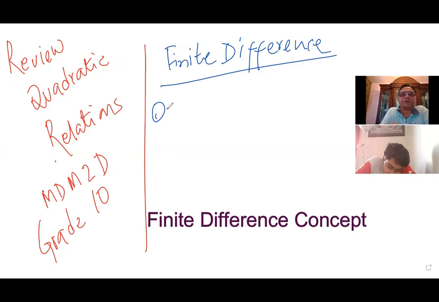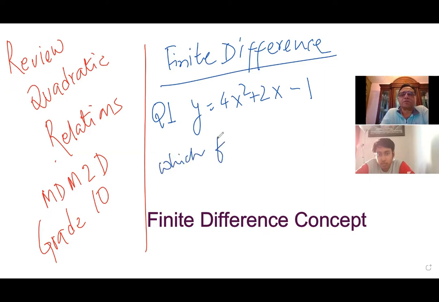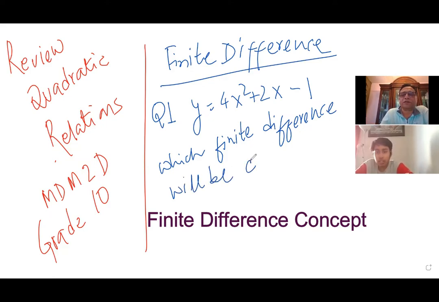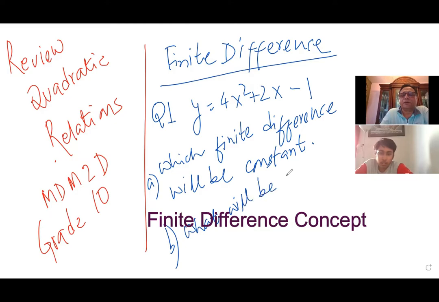My question on finite difference to you is, if y equals 4x squared plus 2x minus 1, which finite difference will be constant? As if we were to have a linear equation, this is a quadratic equation. Which finite difference will be constant? Tell me. What will be its value?